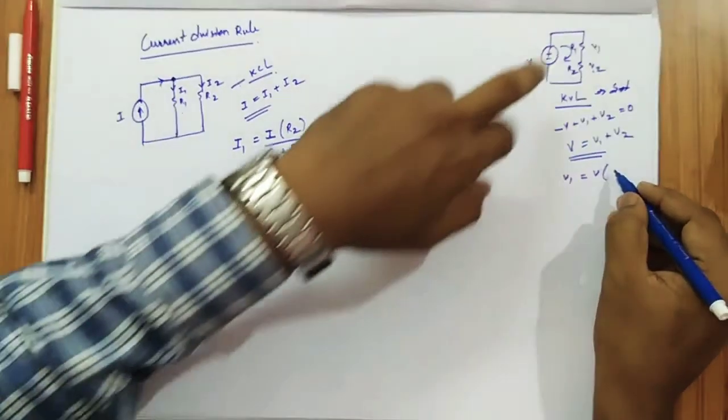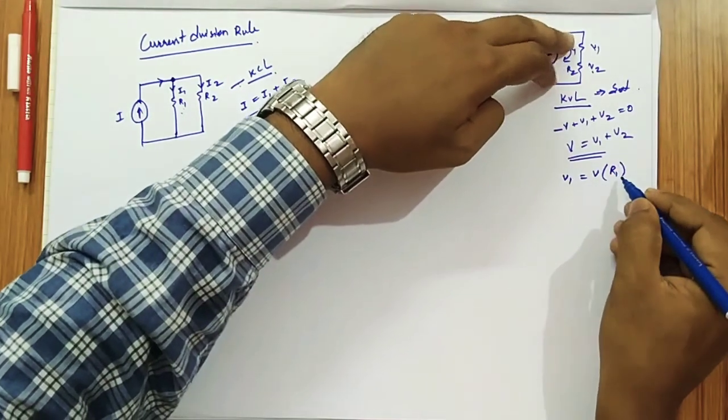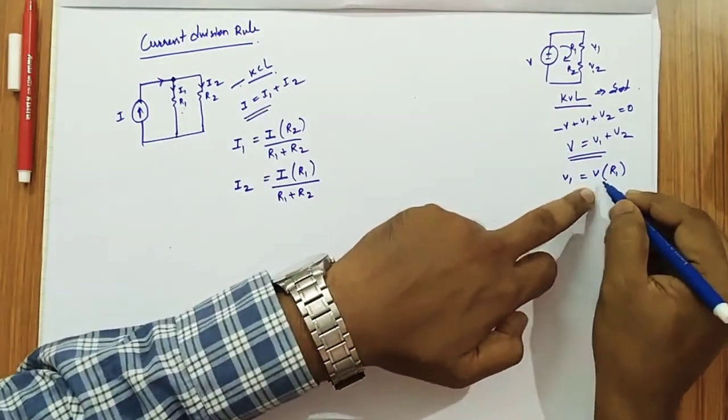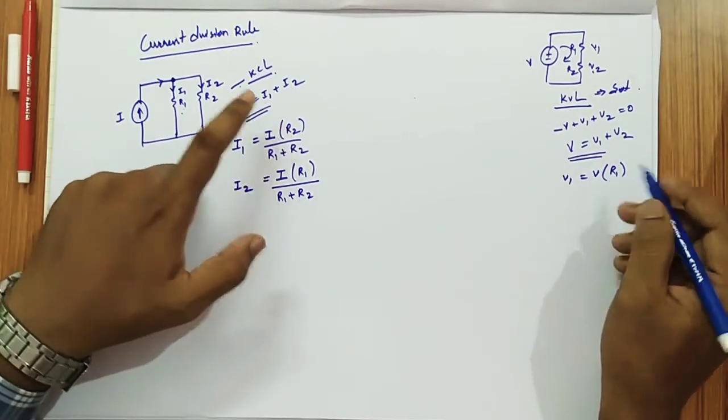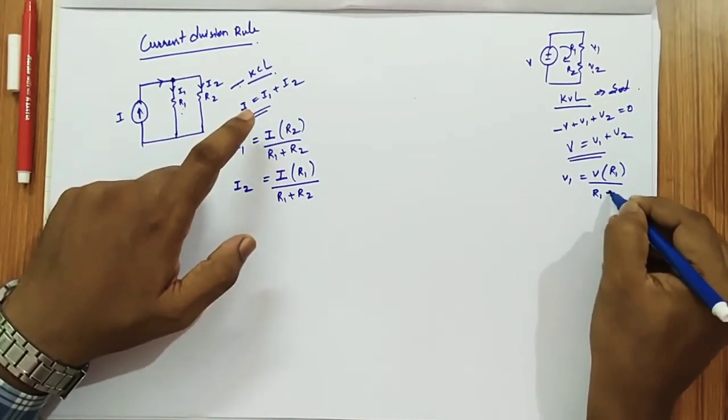So the voltage division rule is V1 equals what? V into the corresponding same resistance. If you want to find the voltage across R1, you need to depend on R1 only. If you want to find the current through R1, you need to depend on the other resistance. So there is a small difference you need to observe here.